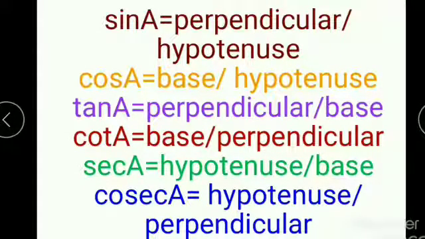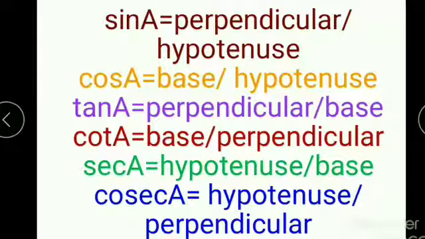In the previous video we were discussing the trigonometric ratios. In that we have seen the 6 trigonometric ratios. If you know these 6 trigonometric ratios, you will easily be able to solve the problems. So what are those 6 trigonometric ratios? That is sine, cos, tan, cot, secant and cosecant. So you know the ratios.